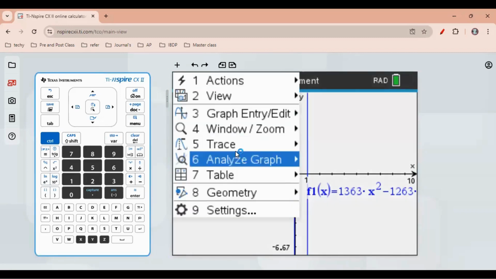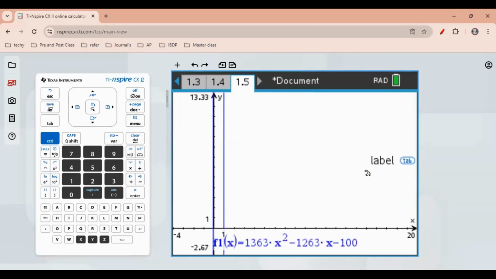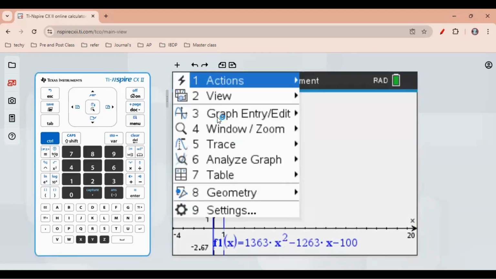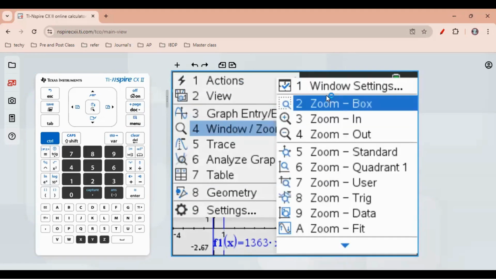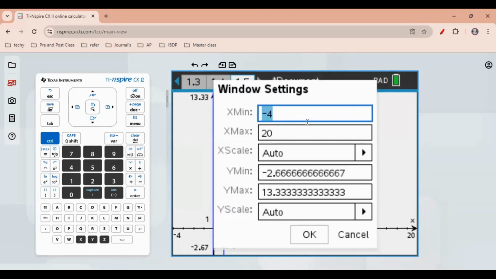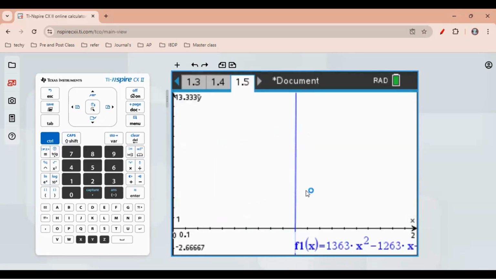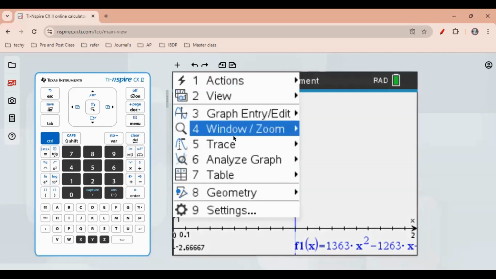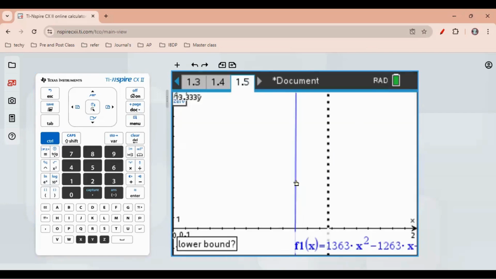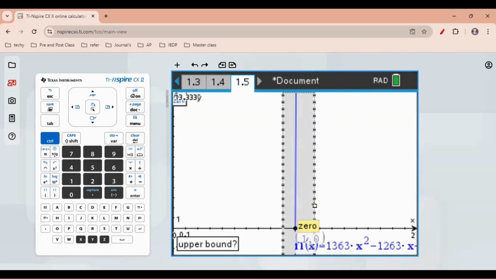So go to menu, and you can even zoom to the first quadrant. And let me change the window settings so we can see this. It's somewhere over here. That's fine. So go to menu, analyze graph, zero, and it crosses the x-axis over here. We just go around.